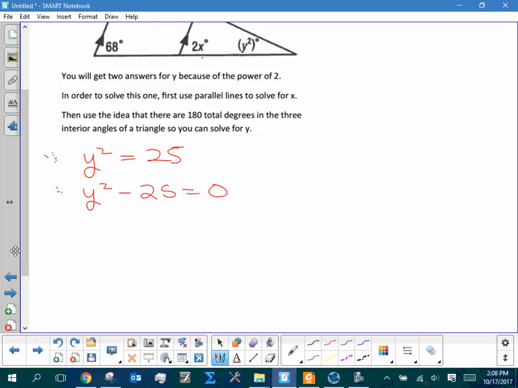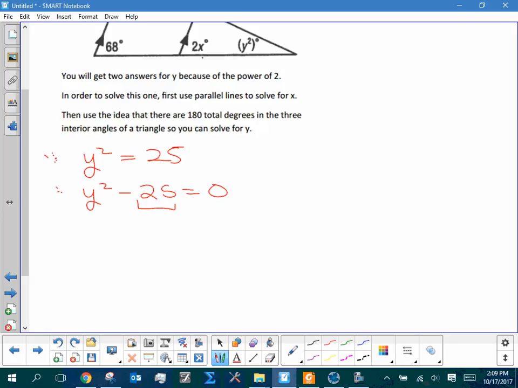If I look at these two things, what kind of number is 25? It's a special number. Because 5 squared gave me 25. So what types of numbers, when I take the square root, I get a whole number back? Perfect squares. Okay, so 25 is a perfect square.